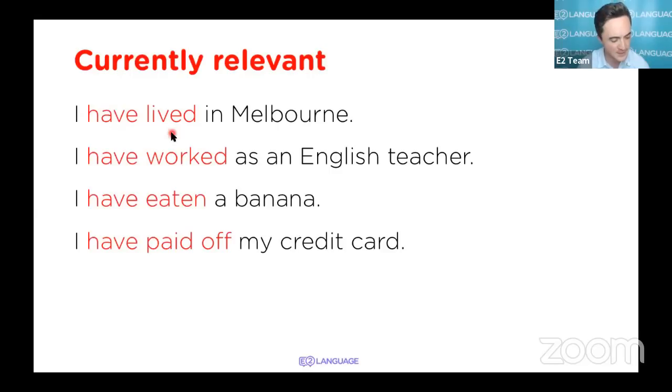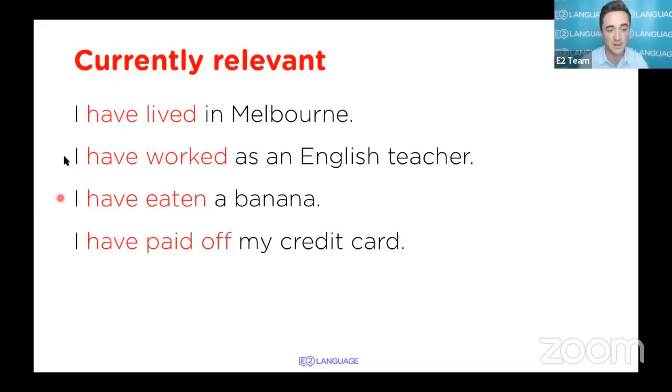For example, you can imagine people talking about Australia. Let's say you're in Argentina and you're sitting at a table and they're talking about Australia, and you can say, oh, I've lived in Melbourne. I have lived in Melbourne. You're pulling a past experience into the present because it's currently relevant. Or let's say you're sitting around a table and people are talking about teaching English, and you can say, oh, I've worked as an English teacher. I'm pulling a past experience into the present because it's currently relevant.